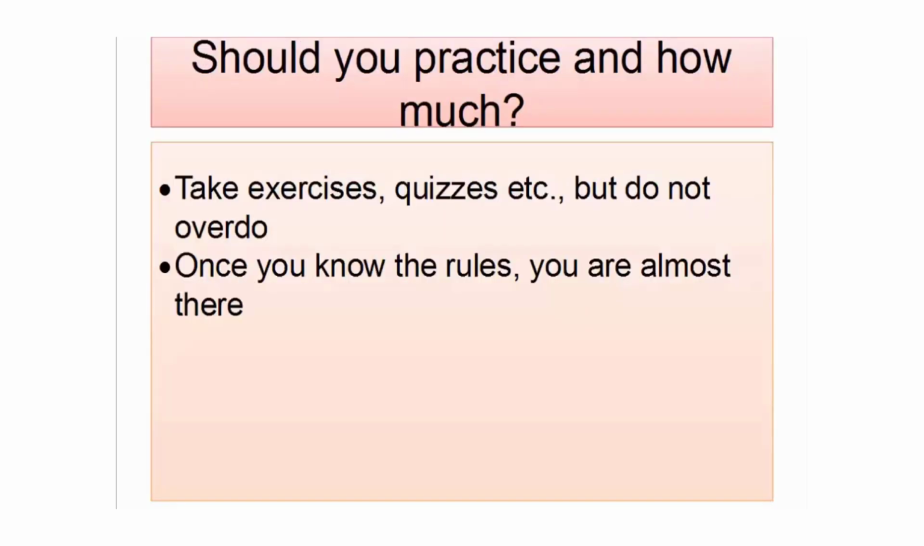At this stage, you may ask, can I take exercises and practice tests for mastering these rules? The answer is yes, but I would advise that you don't waste a lot of time on them. Once you know the rules well, you're almost there to take up technical writing work.